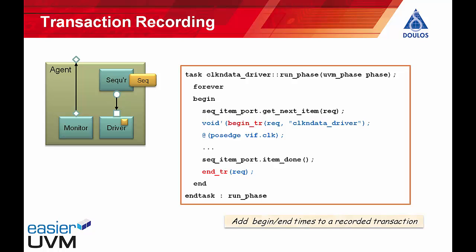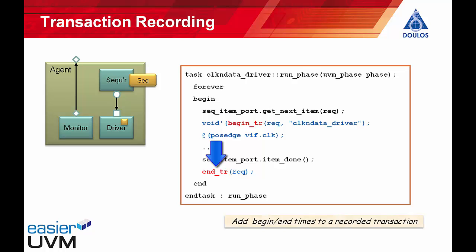So in practice, it's much more useful to actually set timestamps at the beginning and the end of each transaction within the driver. So here within user-defined driver code, we're getting the next transaction from the sequence and then setting a timestamp on the transaction object by calling its begin_tr method. And then when the driver is finished with the transaction, it sets another timestamp by calling the end_tr method.